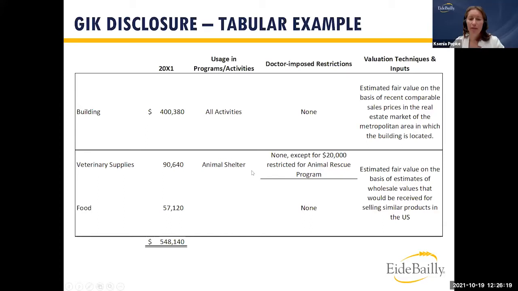So various activities, animal shelter. And then, oh, doctor imposed. Well, hopefully it's donor imposed, but for veterinary supplies, maybe it is doctor imposed. Sorry for that, I just saw that. So again, are there any donor imposed restrictions on that particular bucket of your in-kind contributions, and the valuation techniques that you have to actually disclose explicitly in your footnotes?